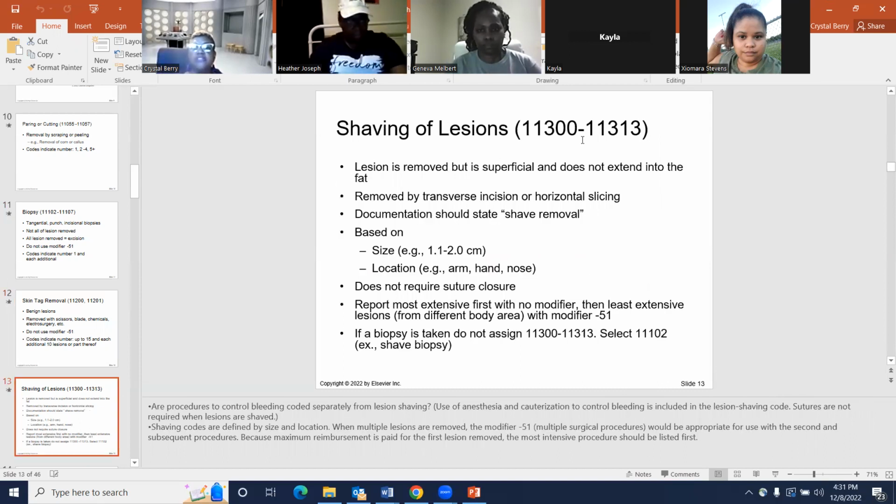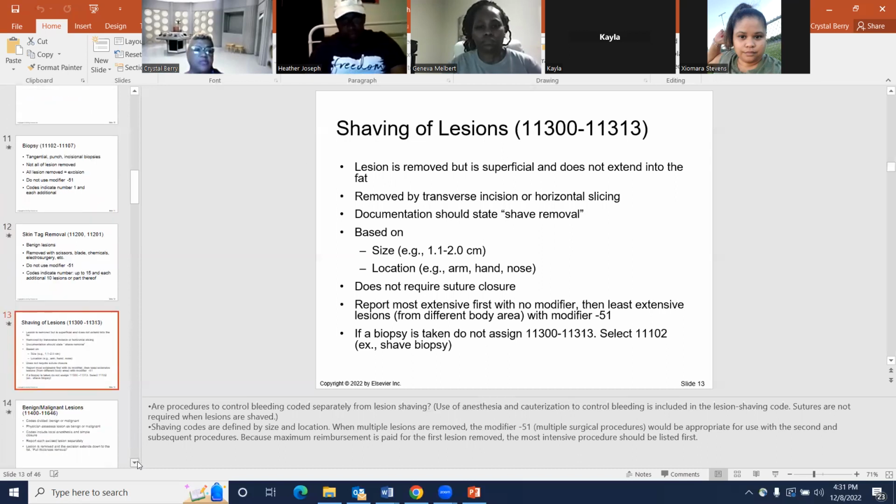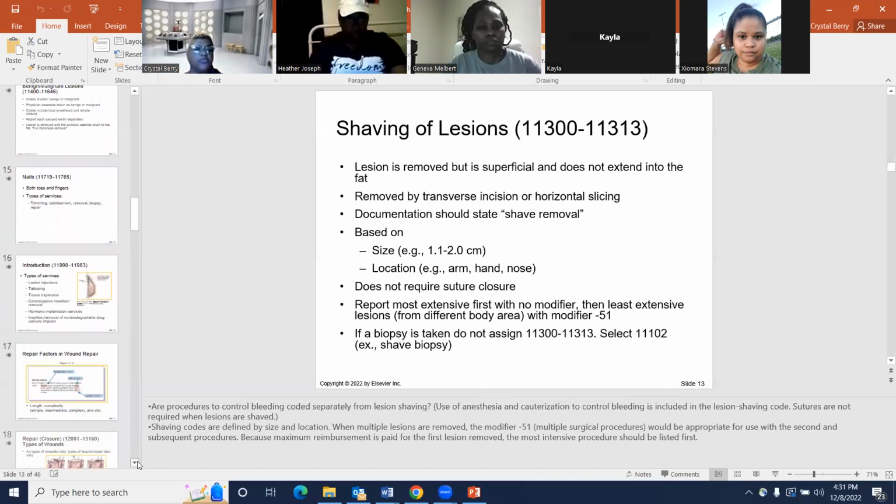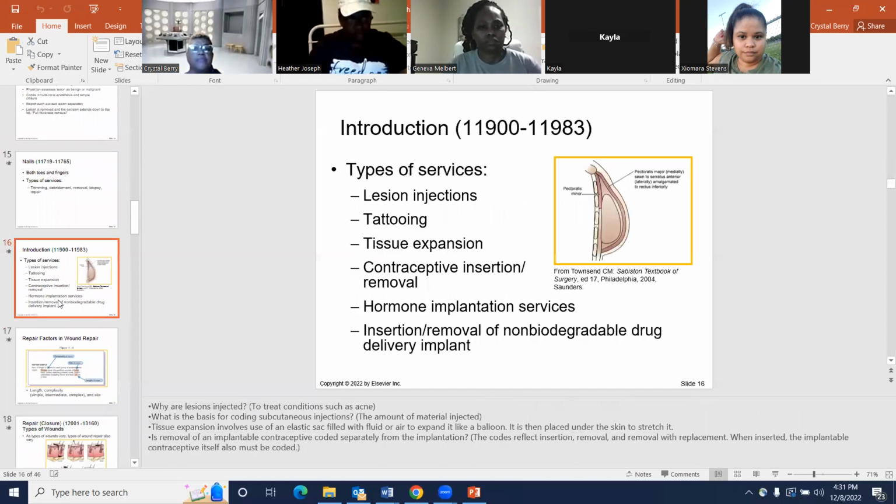Shaving of lesions, this is the code range. Lesion is removed, but it's not superficial and does not extend into the fat. Removed by transverse incision or horizontal slicing. Just giving you examples. So I'm just going to go down some.